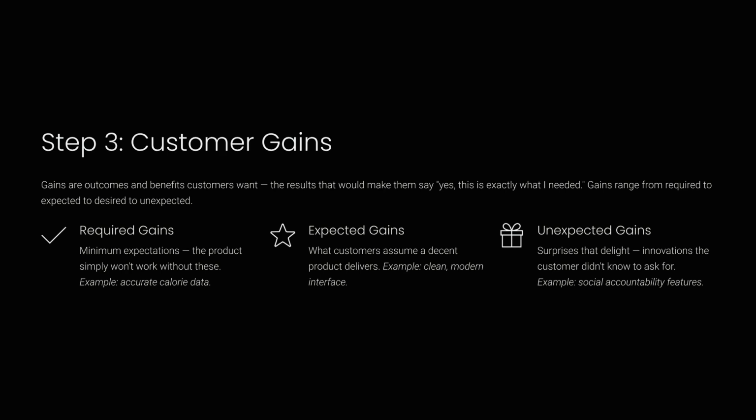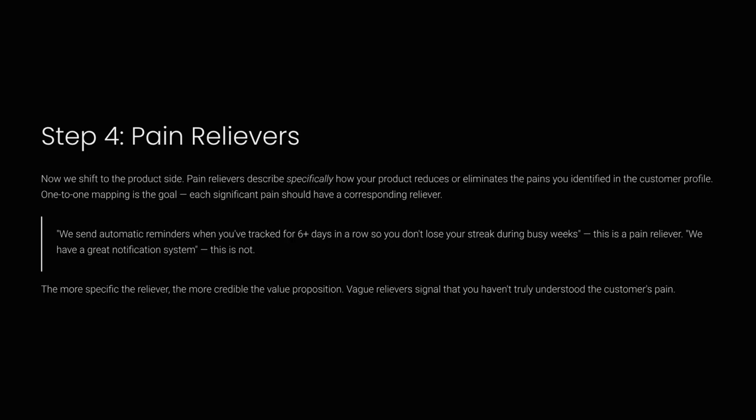Step 3 is identifying customer gains. These range from the required outcomes the product must deliver to expected features, and finally, unexpected delights that distinguish you from the competition. Next, in Step 4, you define your pain relievers. These must specifically address the pains you identified. One-to-one mapping is the goal. Be precise, as vague relievers suggest a lack of deep customer understanding.